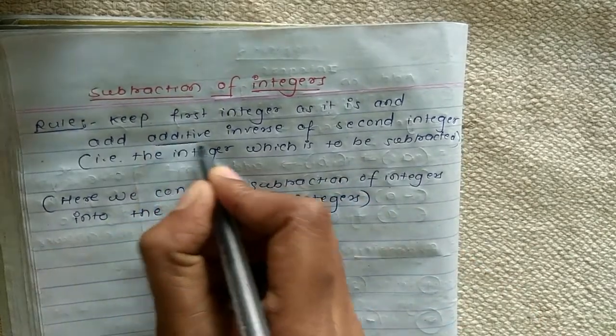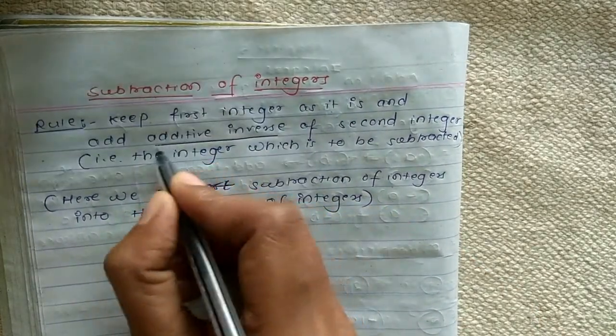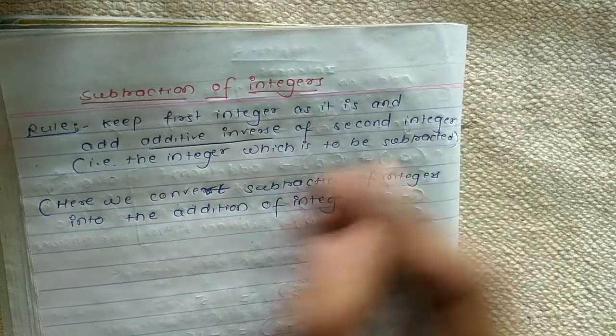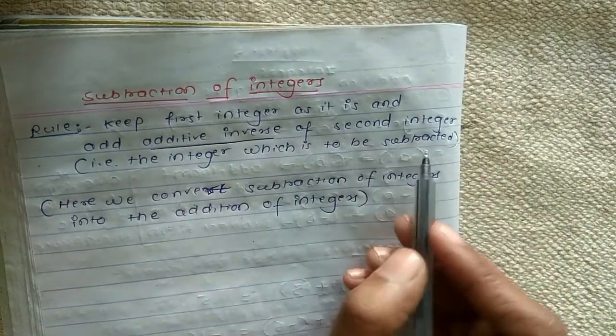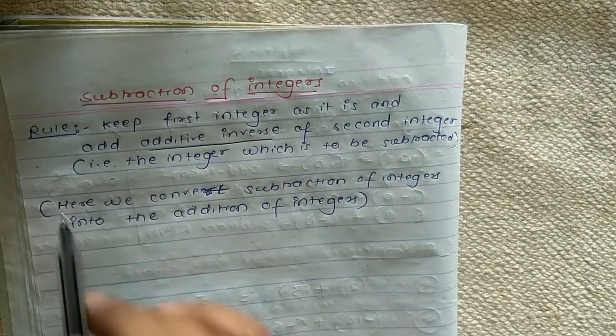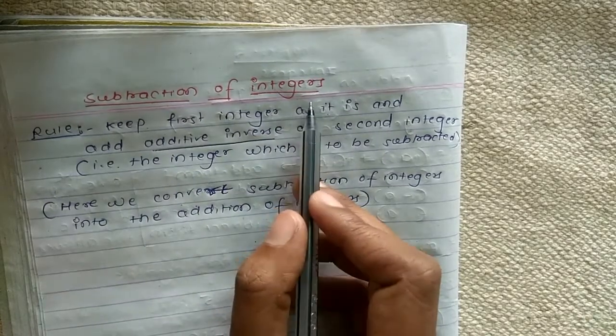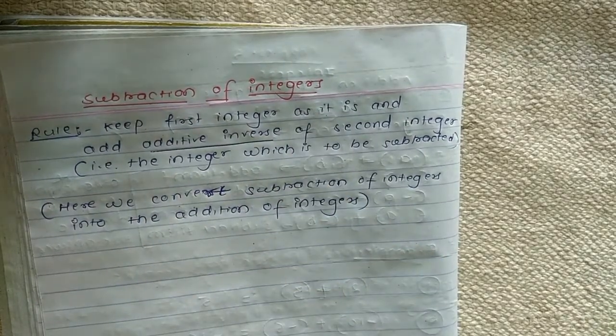add the additive inverse. So what you have to add? You have to add the additive inverse of the second integer. So what is the second integer? The integer which is to be subtracted. So in short form, we convert the subtraction of integers into the addition of integers.